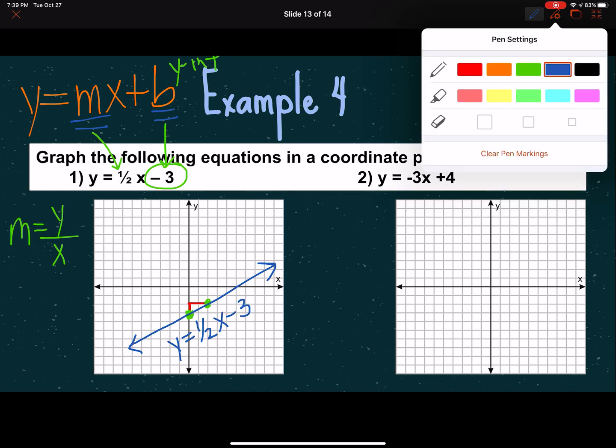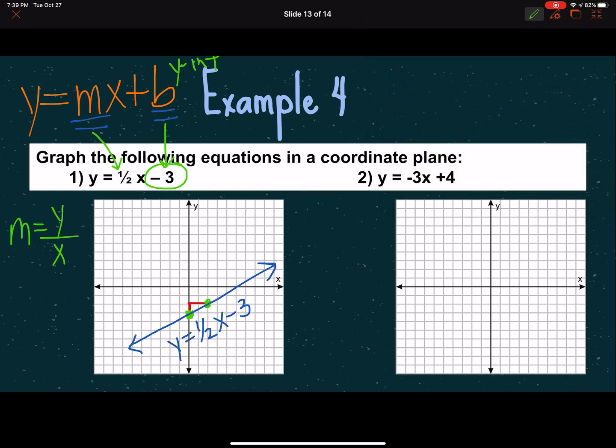Now we're going to go through the same process for number 2. So b is where I begin, and that's a positive 4. So we're going to go to our y-axis, and we're going to go up 4 units and plot our point there. And our slope is -3. Now it's not a fraction, but we can easily turn it into a fraction by putting -3 over 1. And when our y value is changing -3, that means we're going to count down 3 over 1.